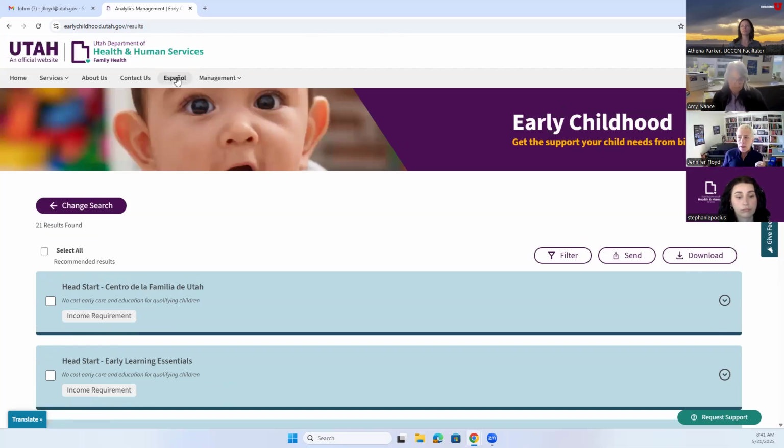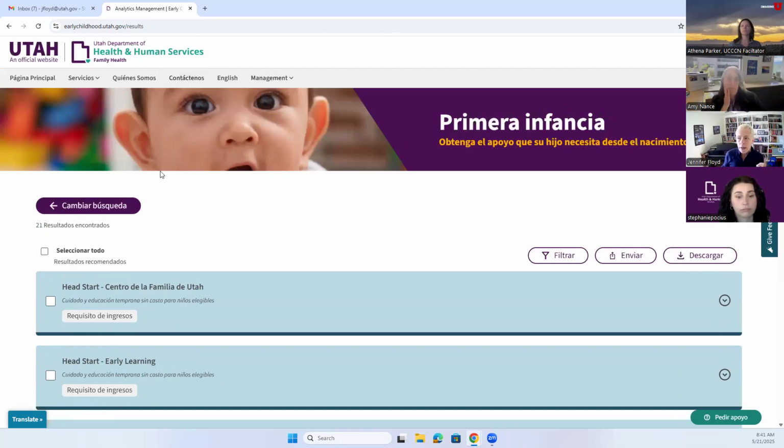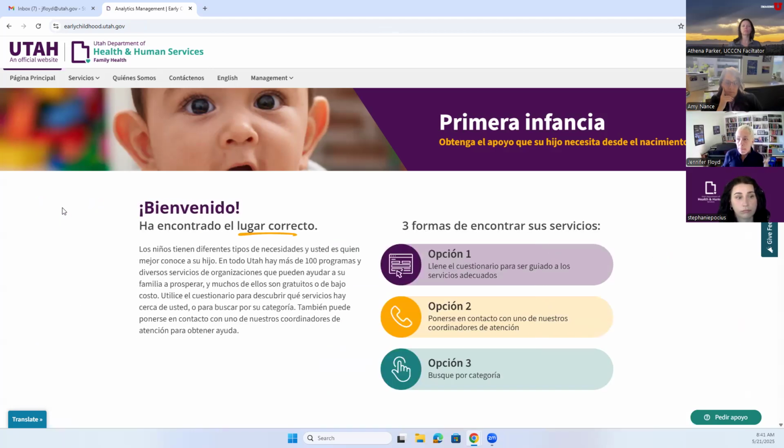This has all been translated by native Spanish speakers, and so all of this, it's not Google Translate, it's all been manually translated into Spanish. And then we do have the translate button for people who speak other languages.